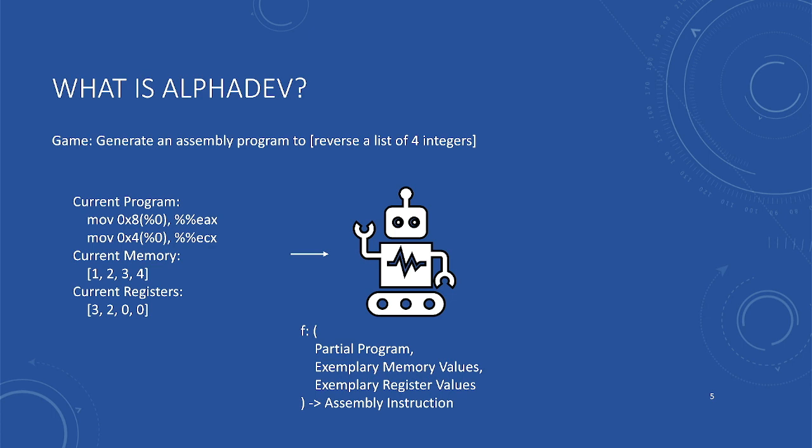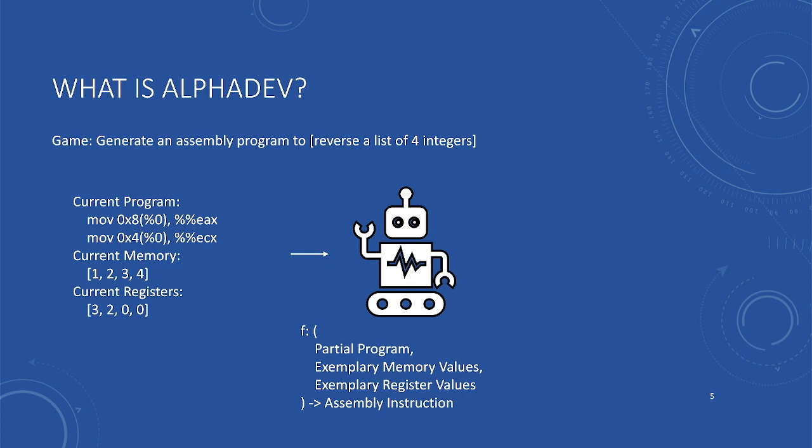Okay, so this was a very short general introduction to reinforcement learning. But what is AlphaDev in particular? So AlphaDev is a deep reinforcement learning algorithm. And here the game wasn't chess. Instead, it was to generate assembly programs to solve a given task. And in their paper, they focused on sorting sequences of integers, I think up to length 8. Here for this example, I picked the task of reversing a list of 4 integers. You can basically insert any task that you're interested in. Now, because we've changed the game, the input of our program changed. We can also see this in the formal definition of our agent.